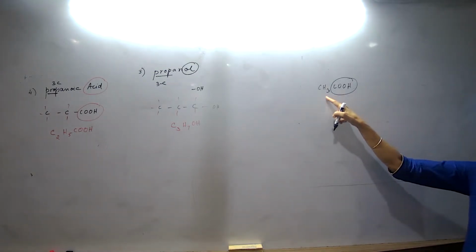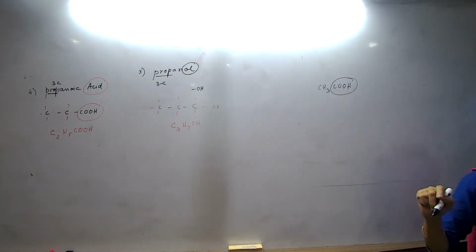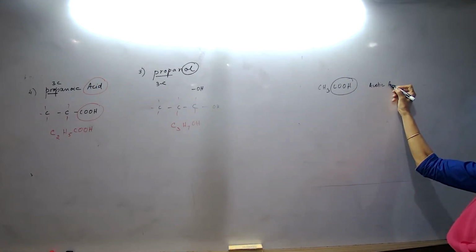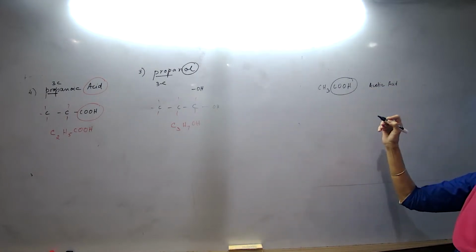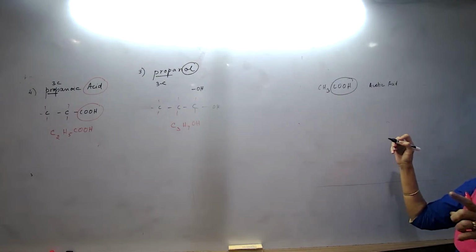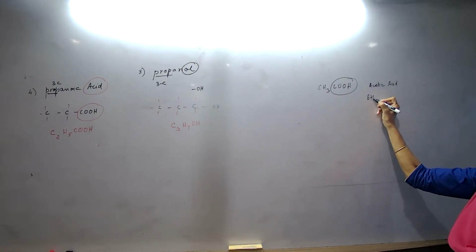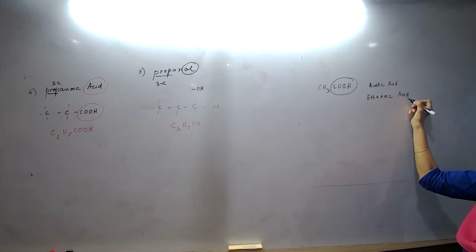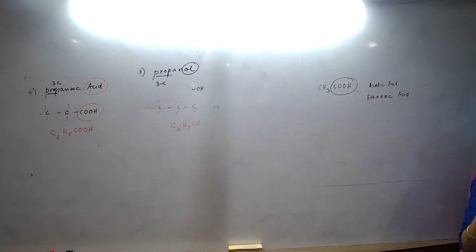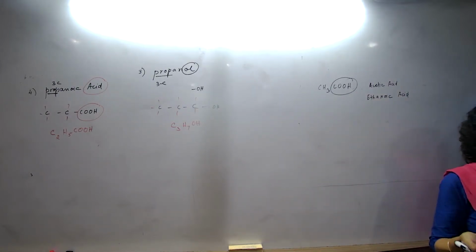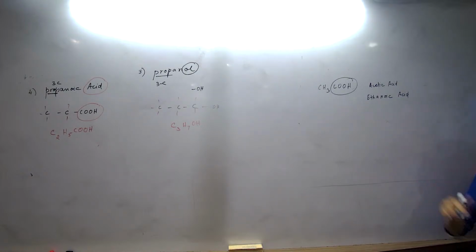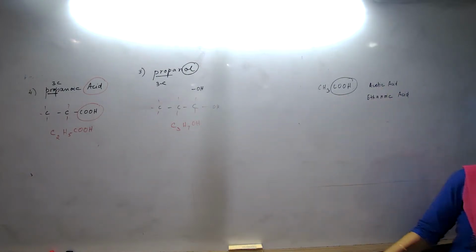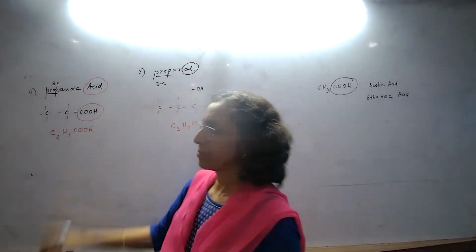So it is ethanoic acid. Acetic acid is your common name. The scientific name is ethanoic acid. Take down this also. Acetic acid is also known as ethanoic acid. This is the common name. How will you draw the structure? Show me.